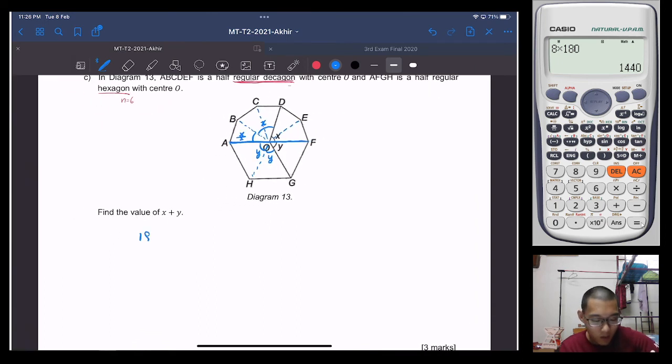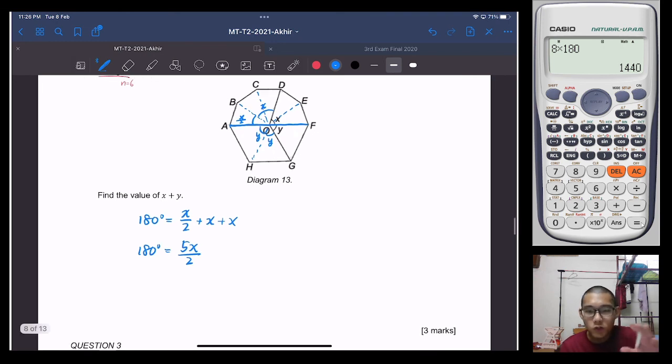I use 180 degree is equal to x divided by 2 plus 2x. So now we have 2x and x over 2. That means 5x over 2. So it's a ratio. And we try to find out and give a result of x is equal to 2 over 5 times 180, and the final answer is 72.